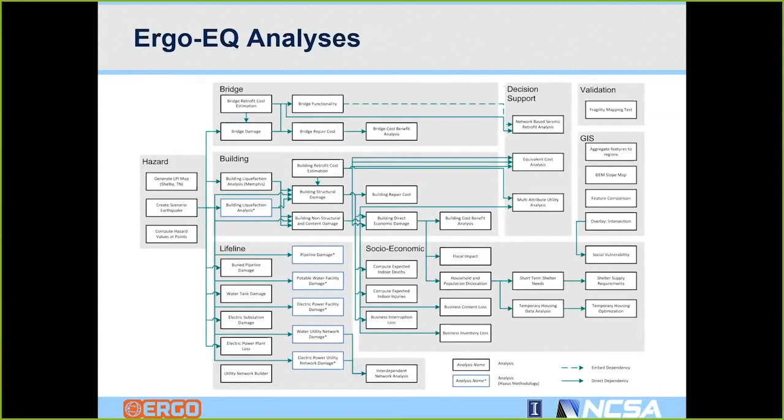This is a list of kind of just showing what the flow looks like in Ergo. There's about 50 plus analyses. So starting on the left, we start with the hazard, and that goes into different analyses for doing bridge loss estimation, buildings, lifelines. That all feeds into then socioeconomic and eventually down into decision support.